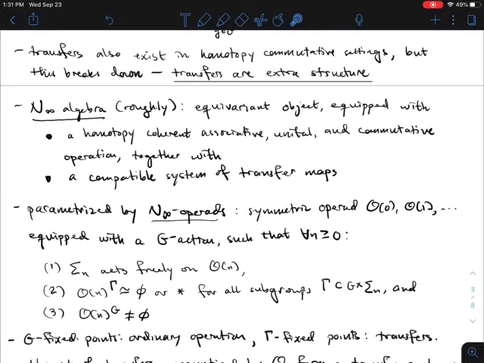G × Σ_n, and O(n)^G, the G-fixed points of O(n), are non-empty for all n greater than or equal to 0. The G-fixed points of an N-infinity operad correspond to the ordinary operation, whereas the Γ-fixed points more generally correspond to transfers.